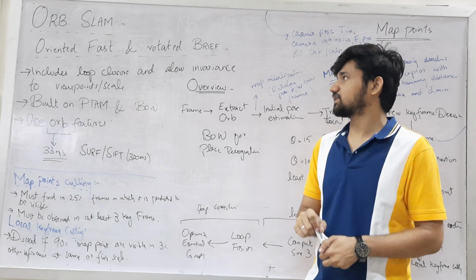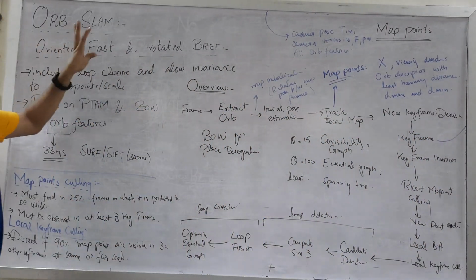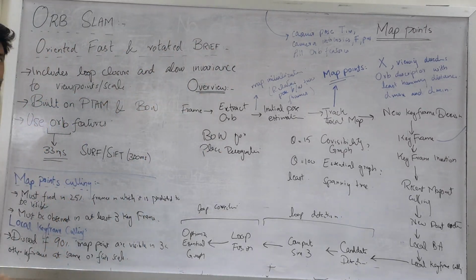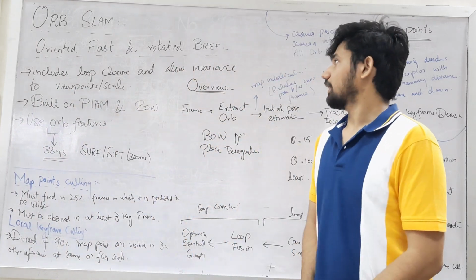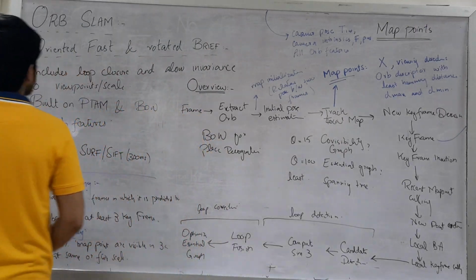ORB stands for Oriented FAST and Rotated BRIEF. Just like FAST, SURF, and SIFT, ORB is another feature that can be extracted from the keyframe. And SLAM, obviously, is simultaneous localization and mapping.